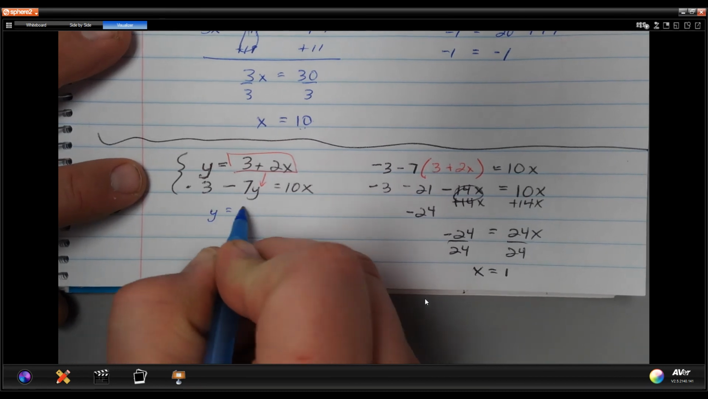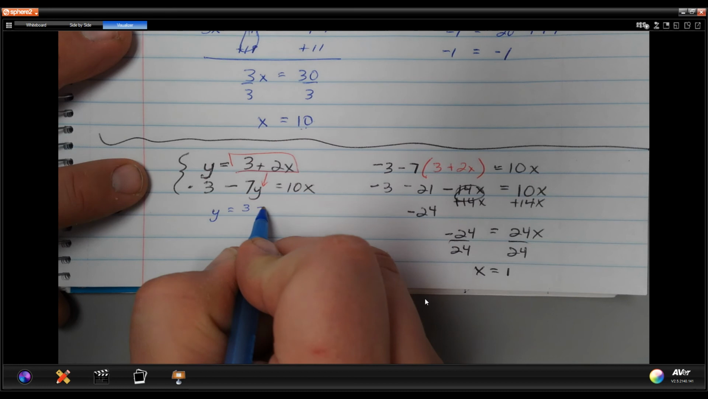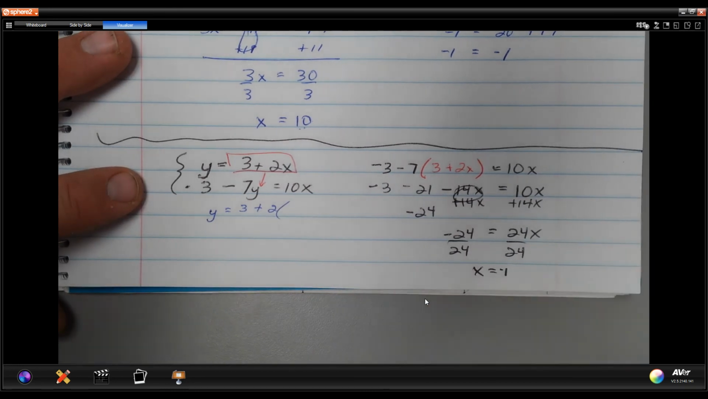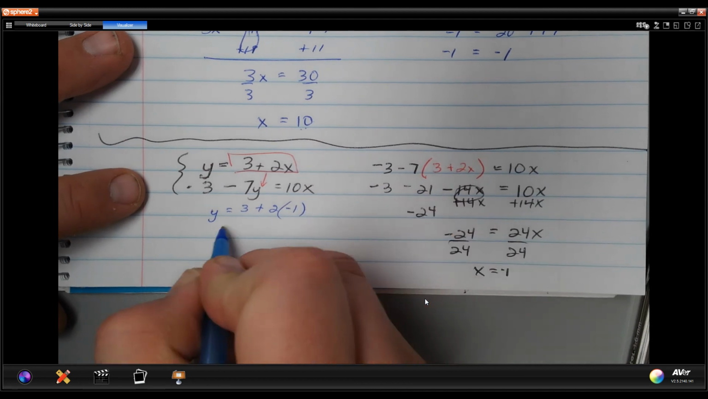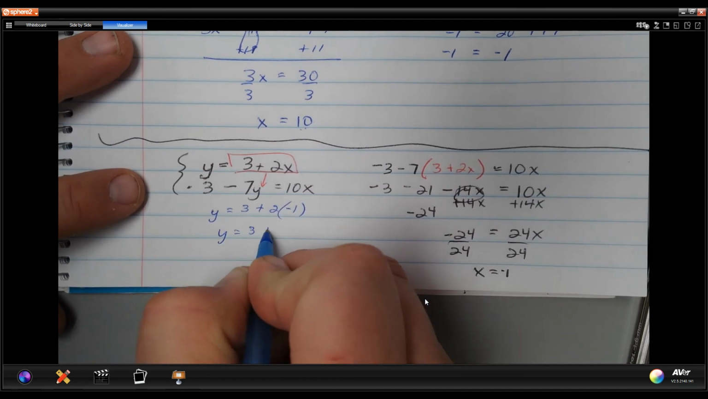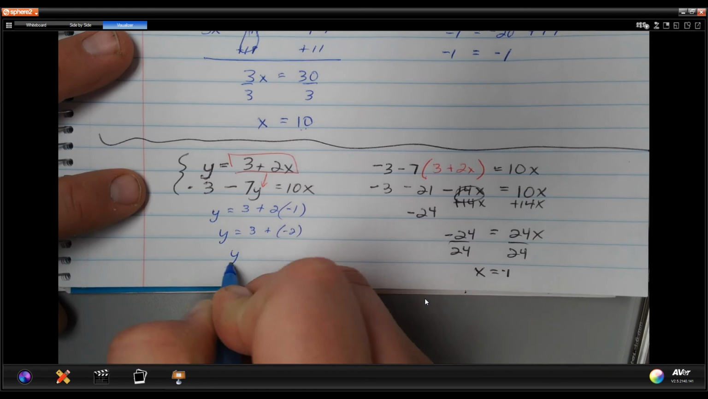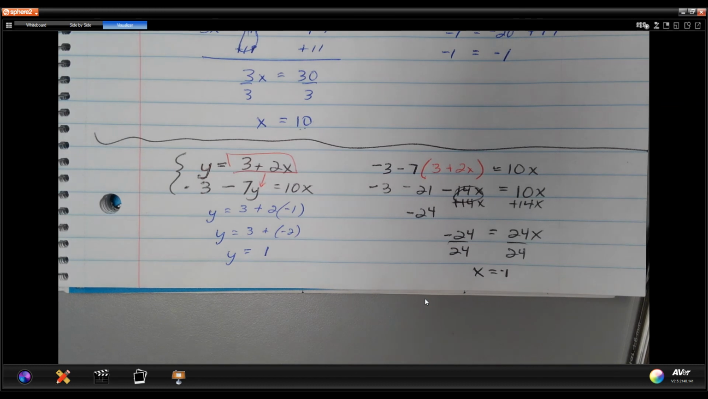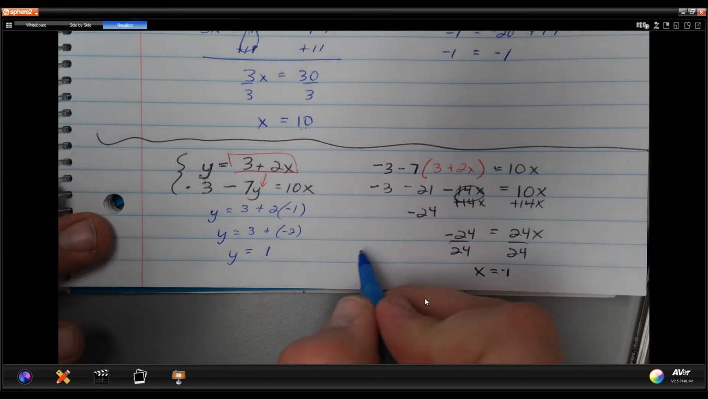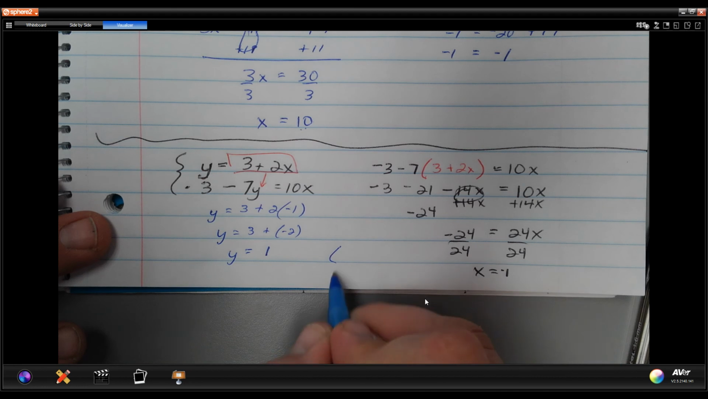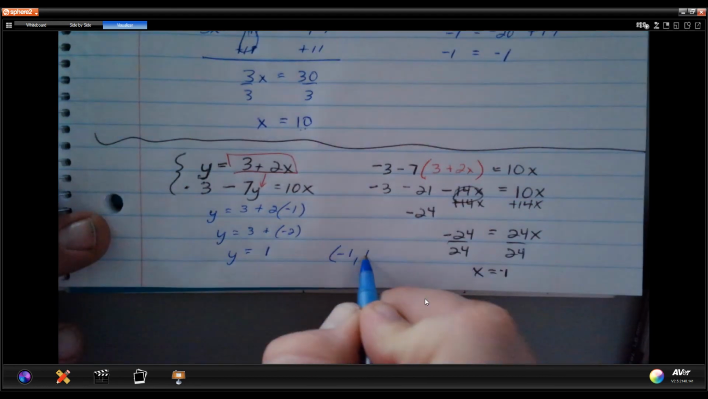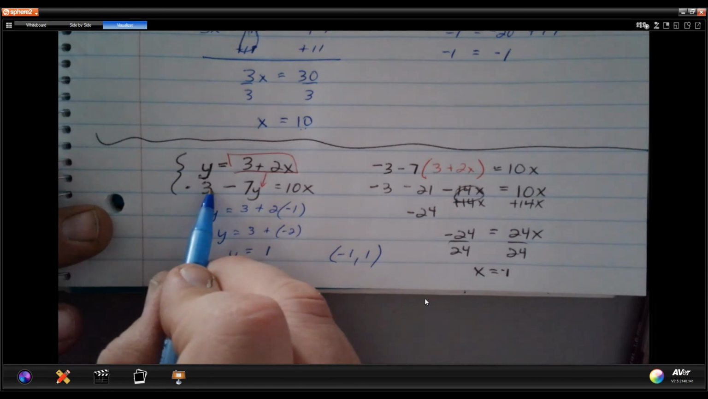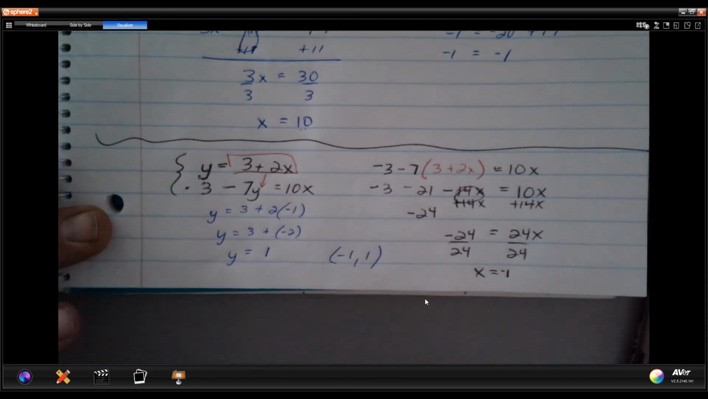So y equals 3 plus 2 times, whoops, I forgot to put my negative 1. So y equals 3 plus negative 2, making y equal to 1. My solution here as an ordered pair should be negative 1 and 1. I can double check that I'm right by substituting back into this equation.